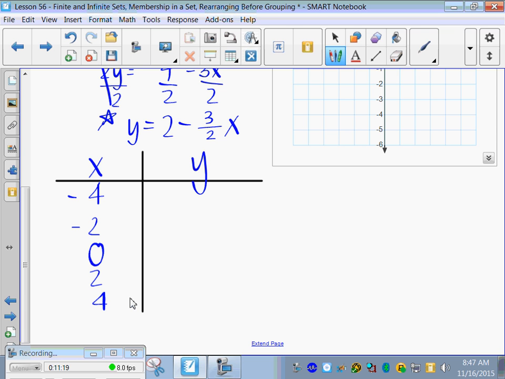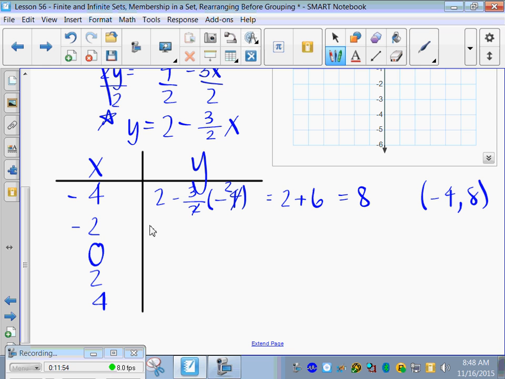So now I'm going to go through and plug in all these values. So I'm going to have 2 minus 3 over 2 times -4. All right, this is going to cancel. This is going to become a 2. So I'm going to have 2 minus 3 times -2, which is going to end up being 2 plus 6, because I have a double negative there. So that's going to be 8. So my ordered pair is going to be -4, comma 8, x, comma y.